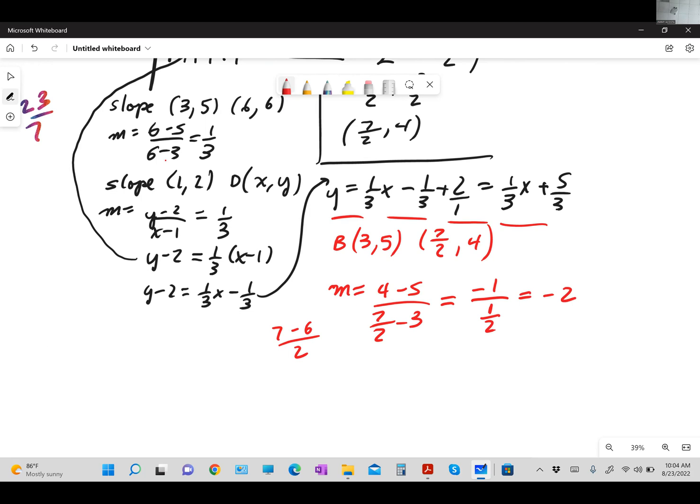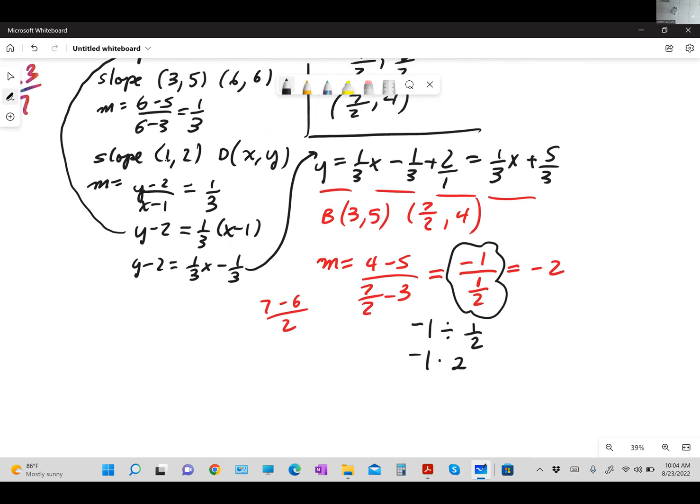So now this becomes -2. Do you see that -1 divided by half is -2? Because -1 divided by half is -1 times 2. You see that? That's why. Now, do we have a slope? Do we have a point? Yes. So we have the slope is -2.